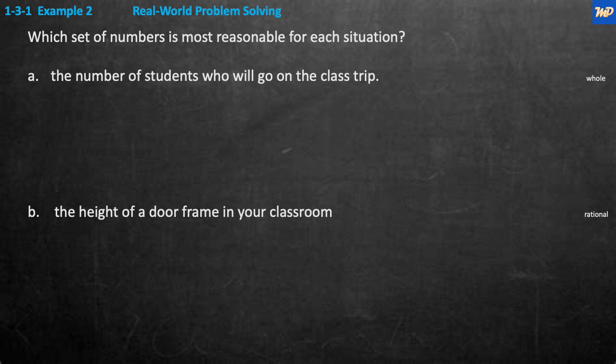So it says A, the number of students who will go on a class trip. Well, is it natural numbers? 1, 2, 3, 4, 5, 6? Well, it sounds like it is, right? But guess what? You could also have whole numbers. Why? Because you could have 0 students going on the trip, but you can't have negative. It can't be an integer because you can't have negative students going on the trip. So this one's going to be whole numbers.